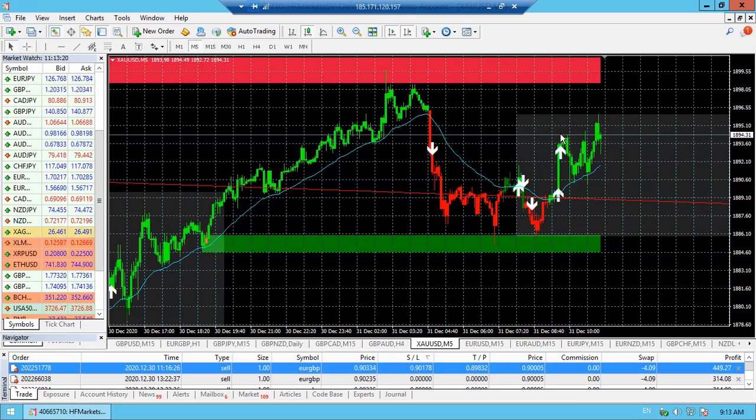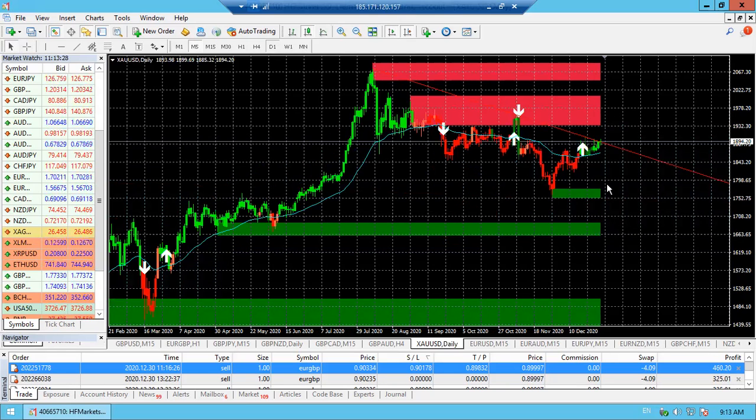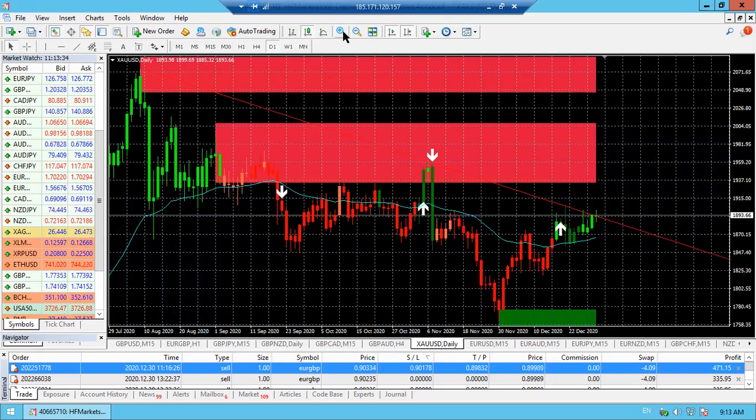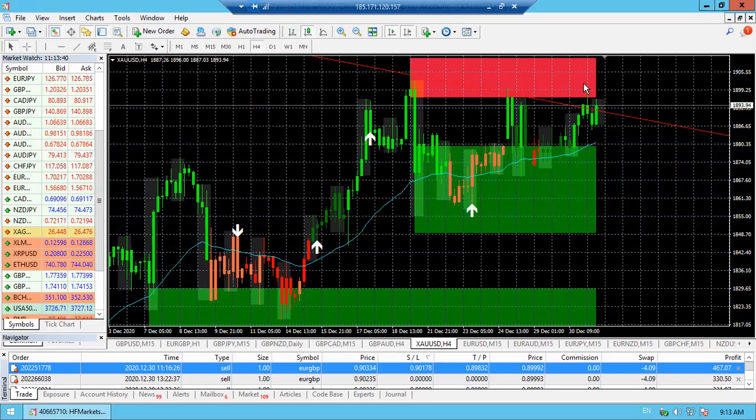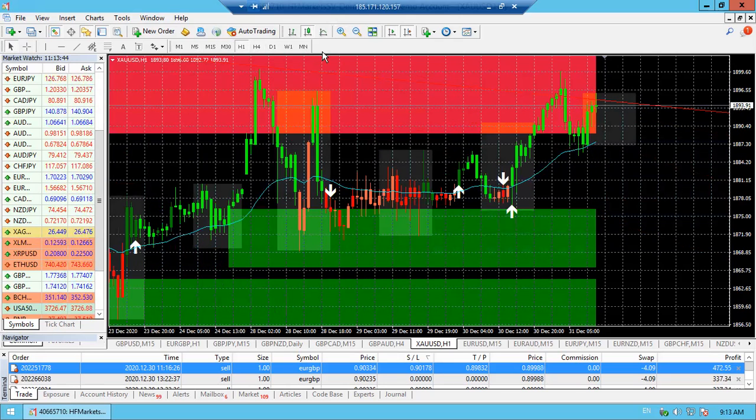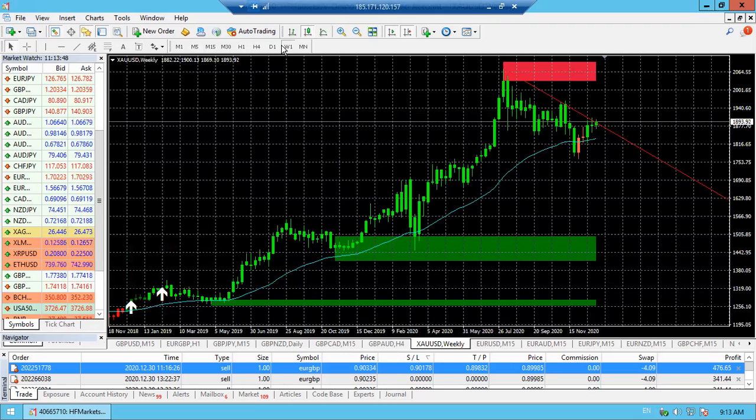So currently on gold, there is a possibility that this market could reverse and go sell this week or next week, because if I check on the daily time frame, currently it is on the trend line. On 4 hours it is close to a resistant box. On 1 hour it is within that resistant box. So there is high possibility that the reversal will happen very soon.